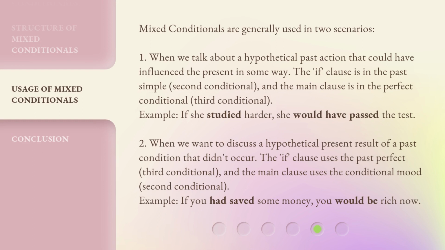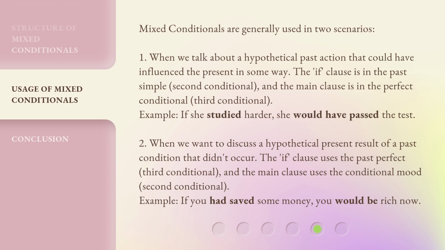Mixed conditionals are generally used in two scenarios. 1. When we talk about a hypothetical past action that could have influenced the present in some way. The if clause is in the past simple, second conditional, and the main clause is in the perfect conditional, third conditional. Example: if she studied harder, she would have passed the test.